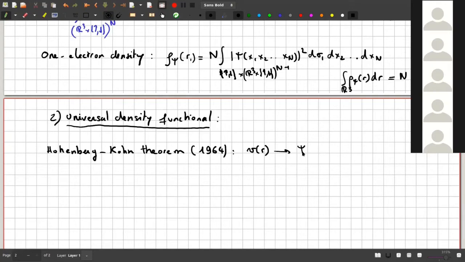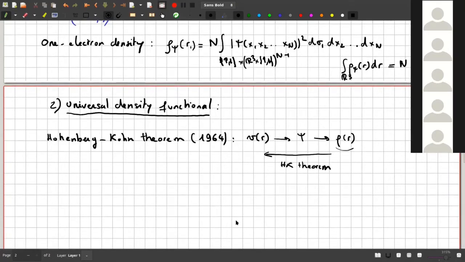And once you have found the ground state wave function associated with this potential V, you can, for example, compute the density, the ground state density, rho of r. Now, what Hohenberg and Kohn showed is that you can, in fact, invert this process. So if you are given a density rho, you can go back to the potential V, which has rho as a ground state density. So this is the content of the Hohenberg and Kohn theorem.